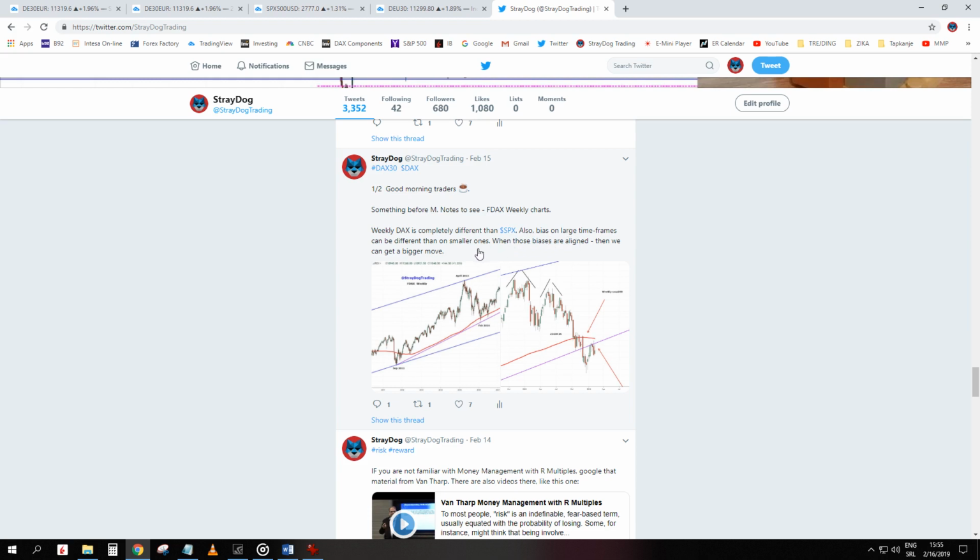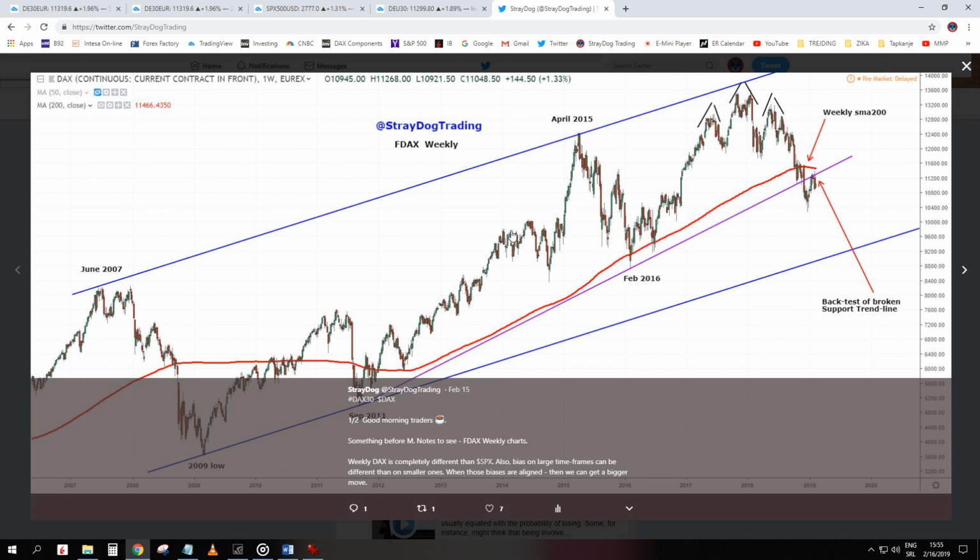and bias on smaller time frames. When those biases are aligned, then we can get a bigger move. What that means, and later we are going to look at these charts how they are looking now. So, bias on bigger time frames. Let's see this move here. This is weekly DAX.